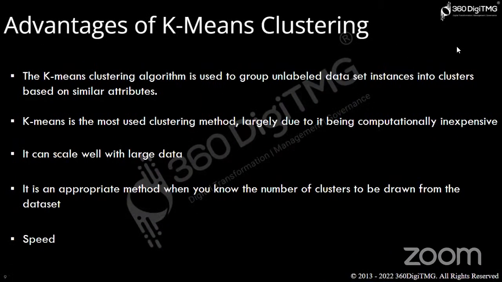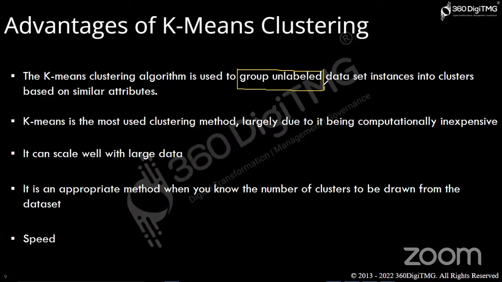So what are the different advantages of k-means clustering? In case of k-means clustering, the algorithm is used to group unlabeled data. If I have an unlabeled data set, I am going to group it. When it comes to k-means, it is the most used clustering method, largely due to being computationally inexpensive. That is one factor we have to consider, and it can scale well with large data points.